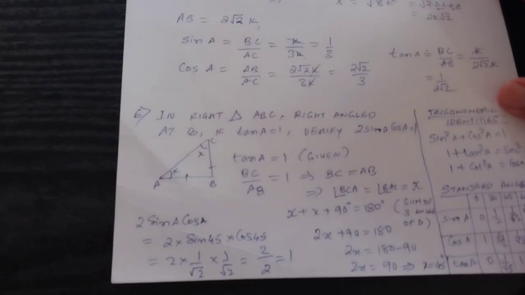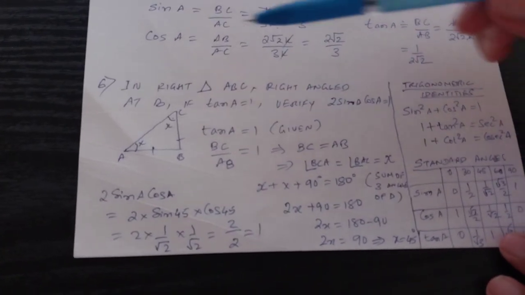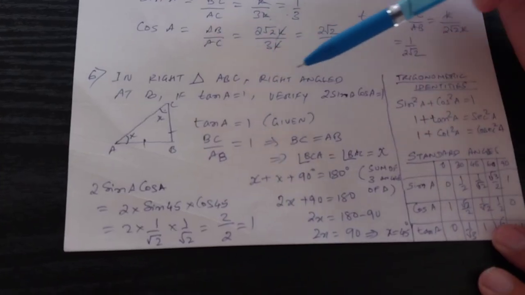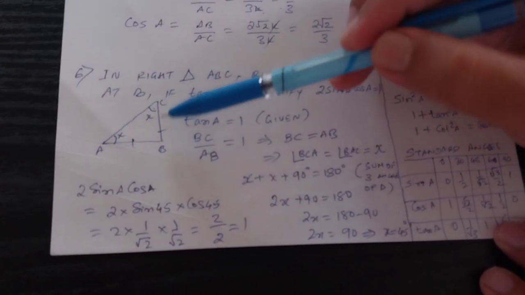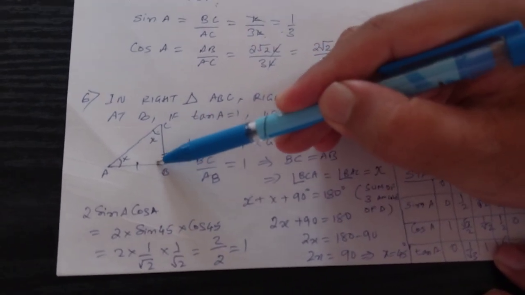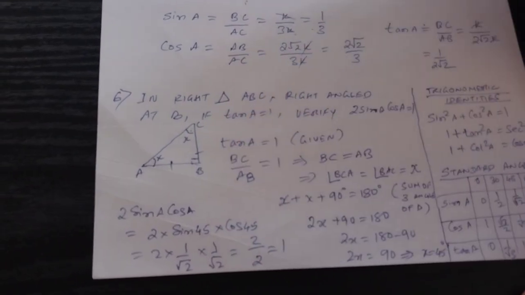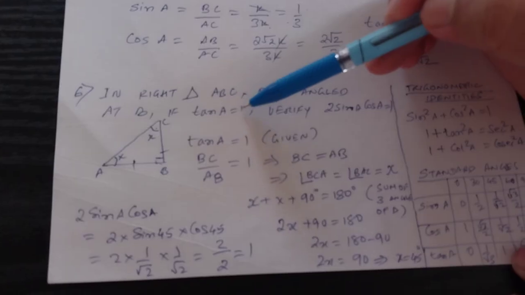Now let's come to the next question. We are given a triangle ABC right angled at B. So they are saying that there is a triangle ABC with a right angle, that is 90 degrees, at angle B. And they are saying tan A is 1.